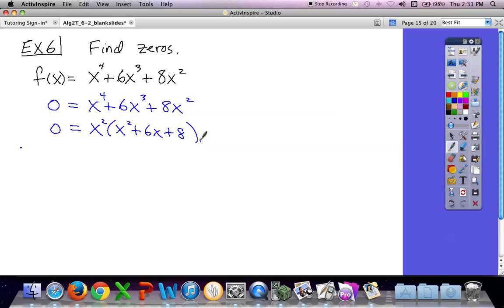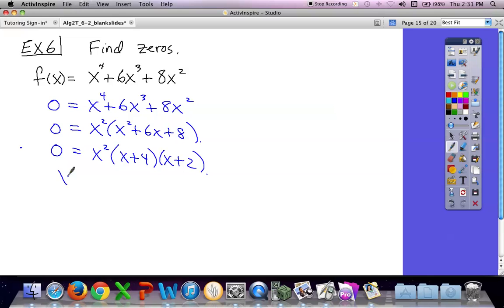Okay? Now what's left in the parentheses is the quadratic we can factor, right? Which is 4 and 2, right? 4 times 2 is 8. 4 plus 2 is 6. So this is x squared times (x plus 4)(x plus 2).